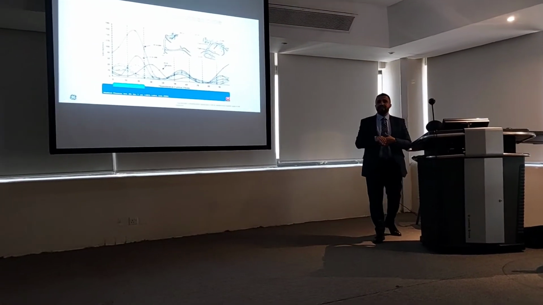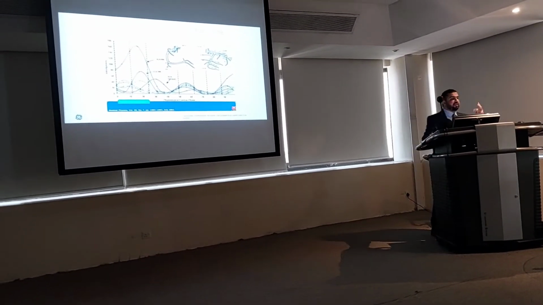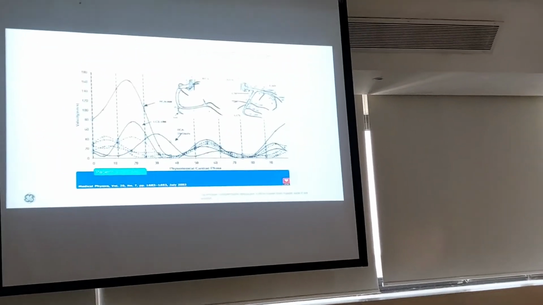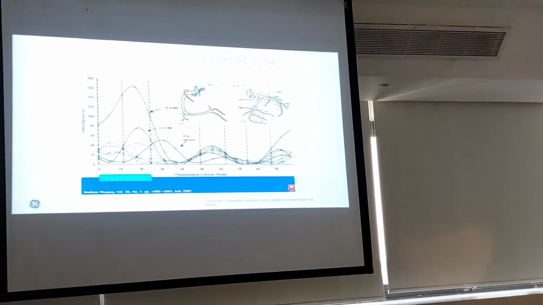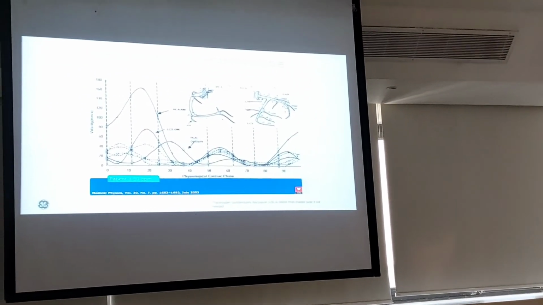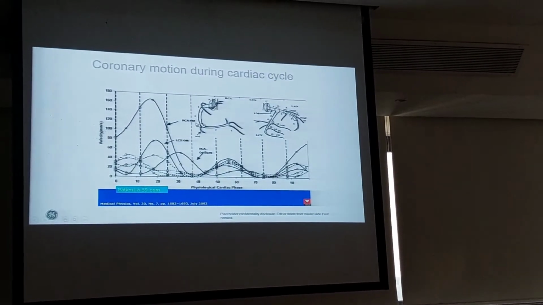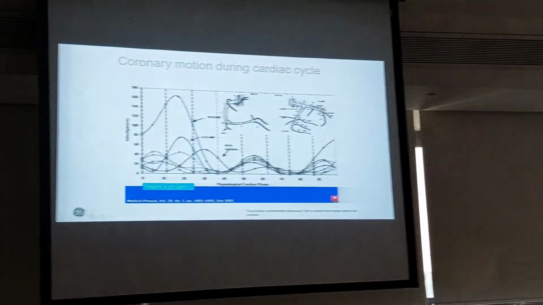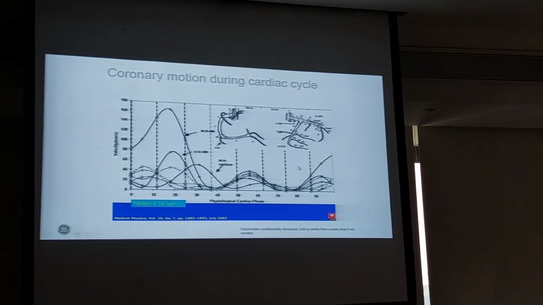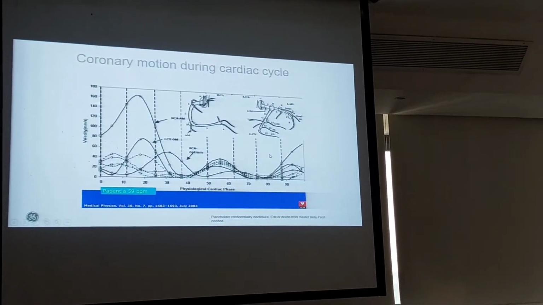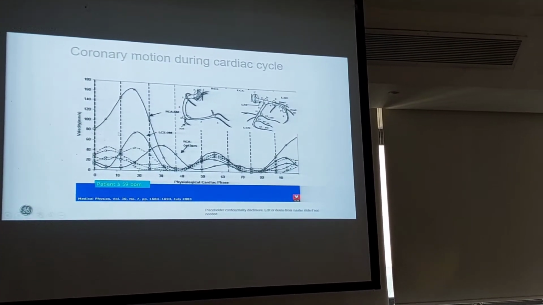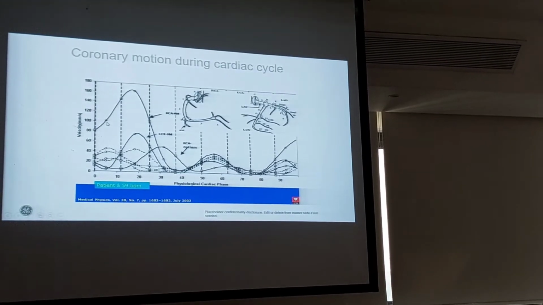Okay, this is showing the tracking of the motion of the 3 main coronary vessels. These are the phases of the cycle from 0 to 100. The heart cycle, 1 beat, the full cycle. And I may share the PDF with you.